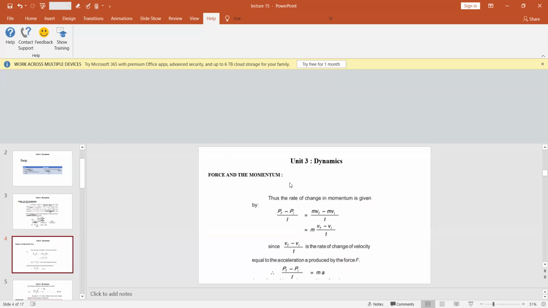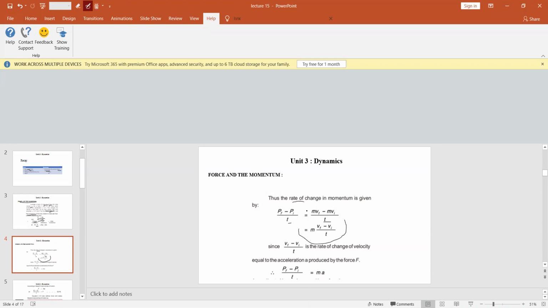So if the momentum is changing, obviously time is also involved there, because the object is moving, time is also changing with respect to that object. So thus the rate of change in the momentum is given by, whenever the word rate is used, it means we are dealing with the time, right? So we just divide by t on both sides, pf minus pi by t, which is equal to mvf minus mvi by t, right?